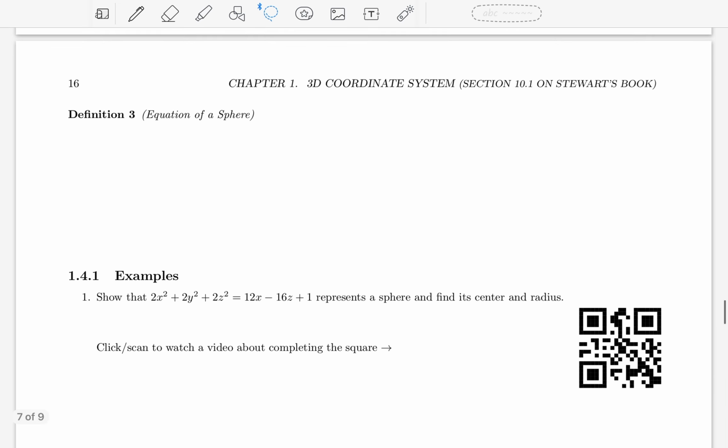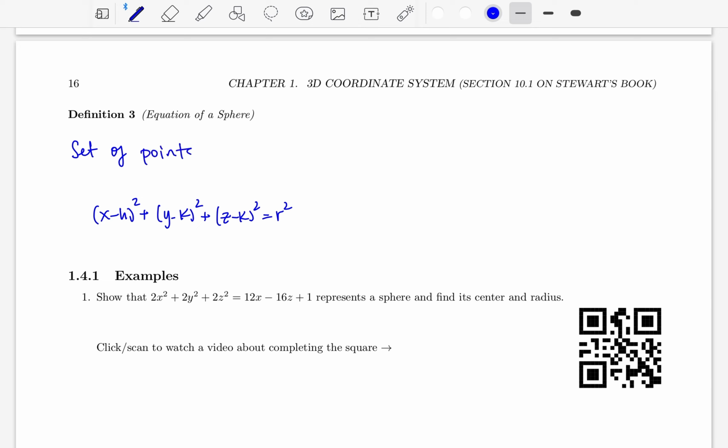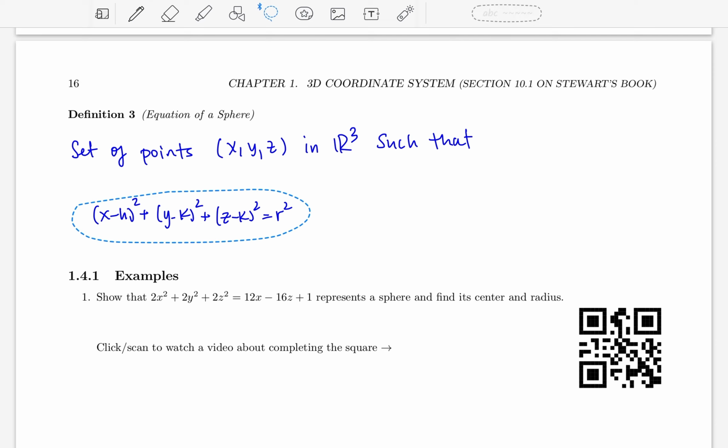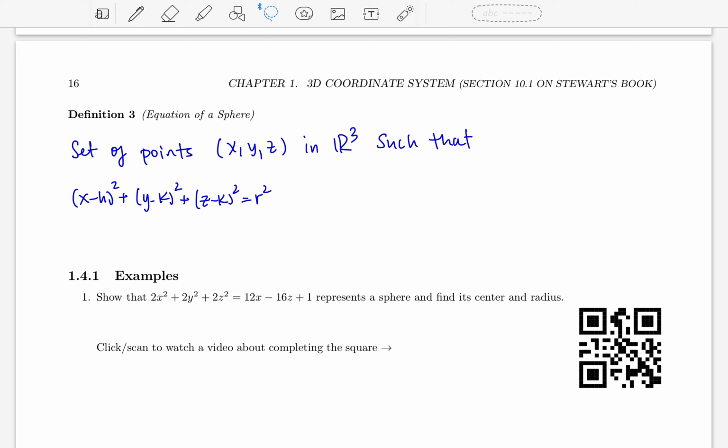Equation of a sphere is the set of points (x, y, z) in R3, obviously, such that (x minus h) squared plus (y minus k) squared plus (z minus l) squared is equal to r squared, okay? Perfection.